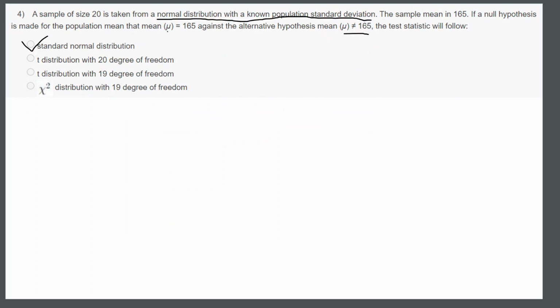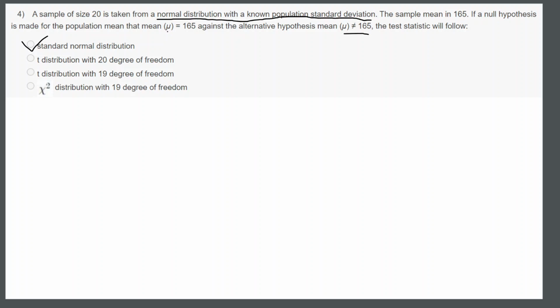Moving on to the fourth question. A sample size of 20 is taken from a normal distribution with a known population standard deviation. So from a normal distribution, we are taking 20 samples, and it has a known population standard deviation.